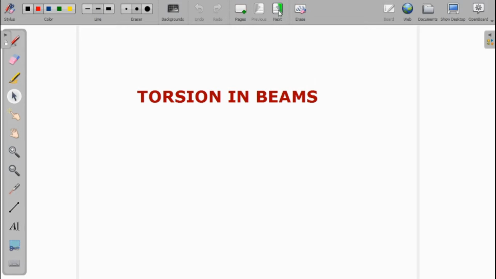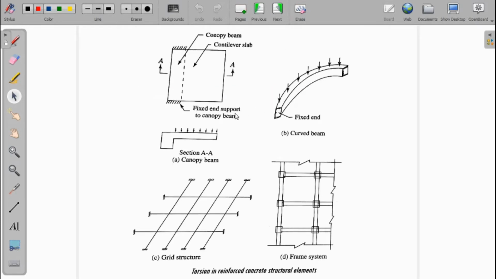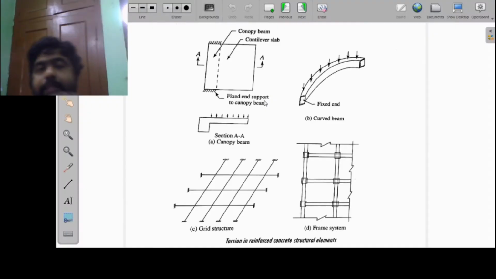Okay, we will see with an example. Let us see the first example. The first example is a canopy. Here, B shows a fixed end with curved beams. The third one is a grid structure, and the fourth one shown here is a frame structure. Let us see in these 4 examples how the torsion is developing.